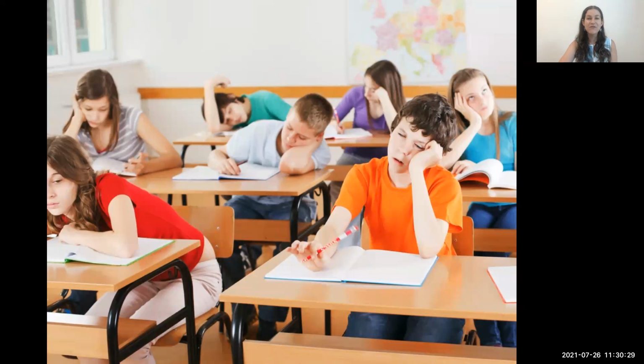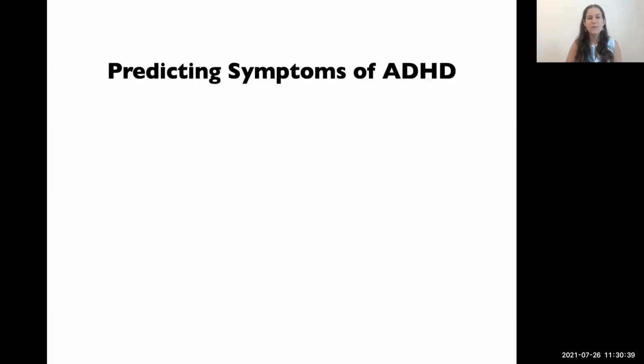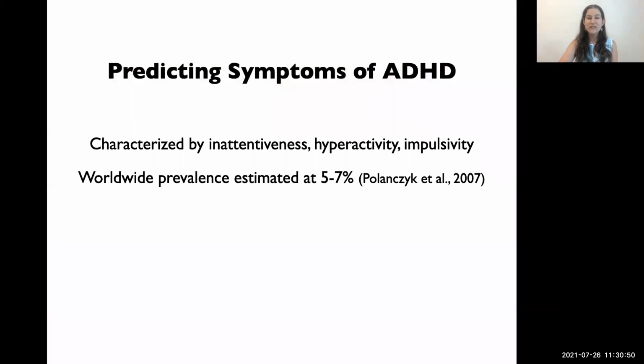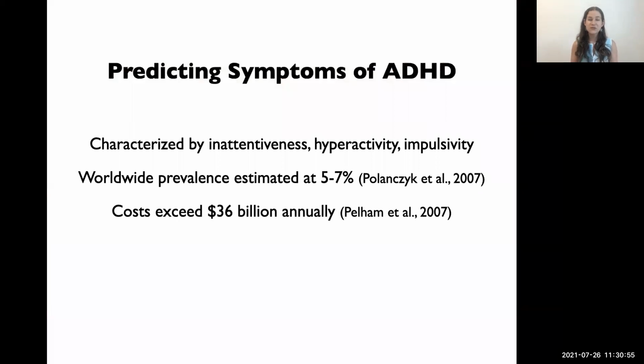Now, this was a functional MRI data set of children and adolescents with and without symptoms of attention deficit hyperactivity disorder. So attention deficit hyperactivity disorder is characterized by inattentiveness, hyperactivity, and impulsivity. In other words, deficits in sustained attention. The worldwide prevalence of ADHD is estimated at 5 to 7%. And the costs associated with ADHD are huge, right? They exceeded $36 billion annually more than 10 years ago in the US alone.